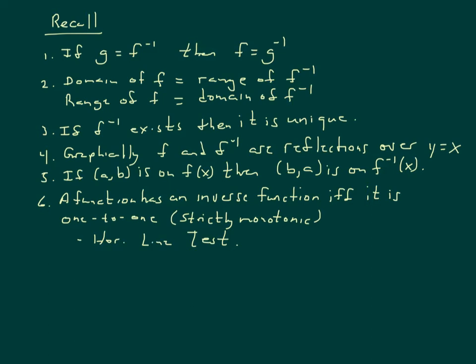Also, if you remember, we had a graphical test for this. It was called the horizontal line test. The inverse of a function is itself a function if the original graph passes that horizontal line test. It will only be touched by any horizontal line at most one time.